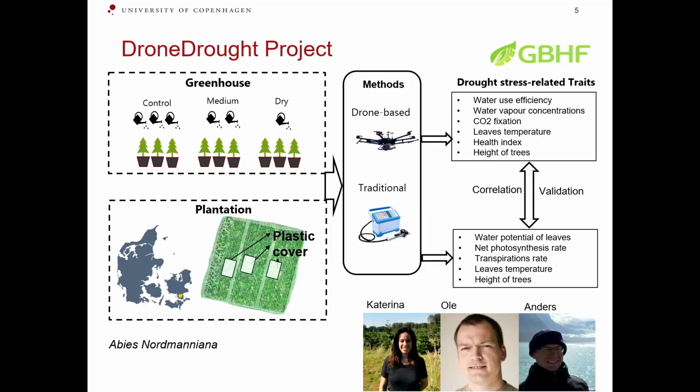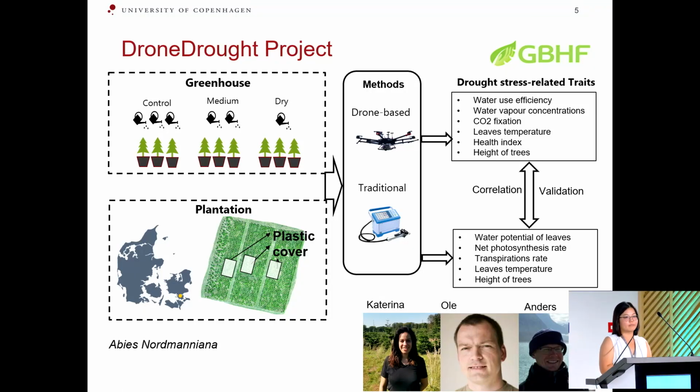The reason we have both a greenhouse controlled study and the plantation is that we want to validate that the results we find in the controlled study can also be observed in the natural stand. In this project, we have Katrina, who is an expert in remote sensing, and Ole, and me as forest geneticists, and Anas, who is a physiologist. So we have almost all the experts needed in this project, all in-house in our department.